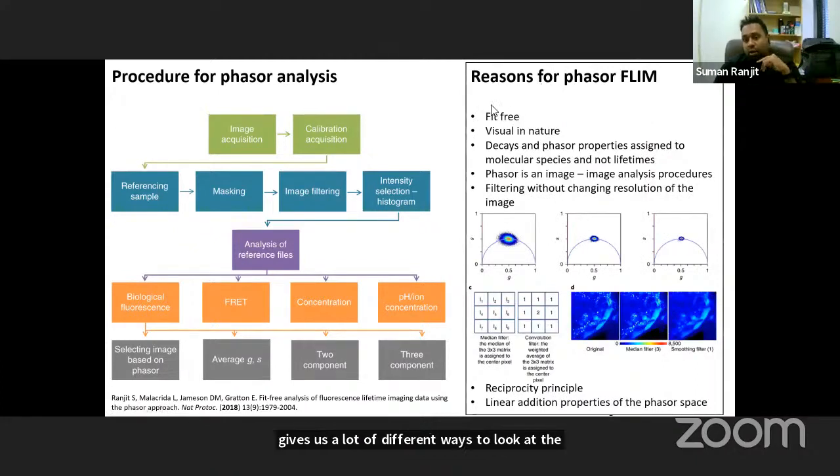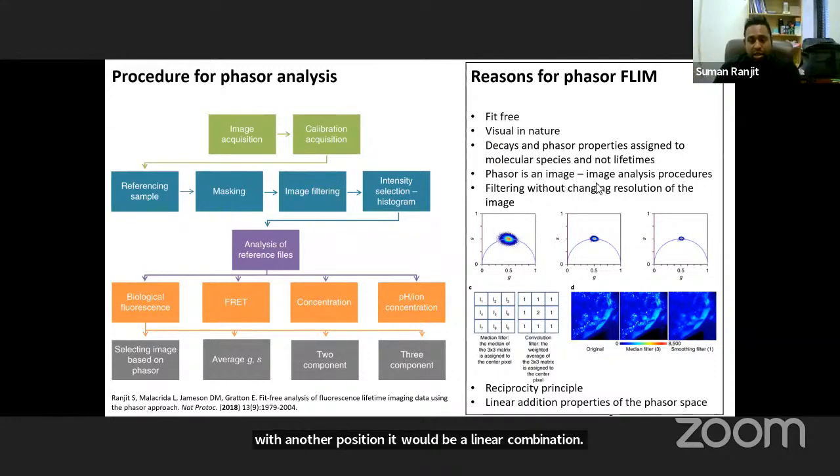The reasons, well, it is fit-free, it is visual in nature. The decays and phasor properties are assigned to molecular species and not lifetime. And that is very important to remember, because you can have something which has a multi-exponential lifetime, which is very difficult to analyze when you mix it with something else in a biological system. But phasor doesn't care. Even if it's a multi-exponential lifetime, it's a position in the phasor space. And if it's mixing with another position, it would be a linear combination. So it allows us to look at that.